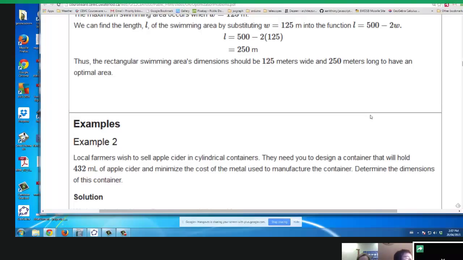So, what two formulas are sort of involved here? Volume. Yeah. And surface area. Yep. And which one of those two relationships are we trying to minimize? Surface area. That's right. And what is the relationship that's going to provide us our constraint?